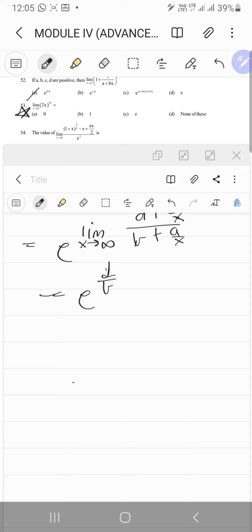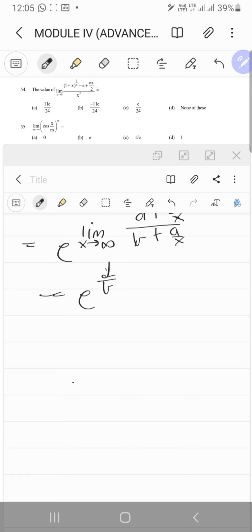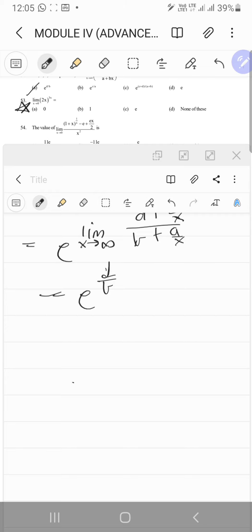Yeah. Next question. Limit x tends to 0. I think this x power x thing is not defined. I really don't know if this thing is not defined.